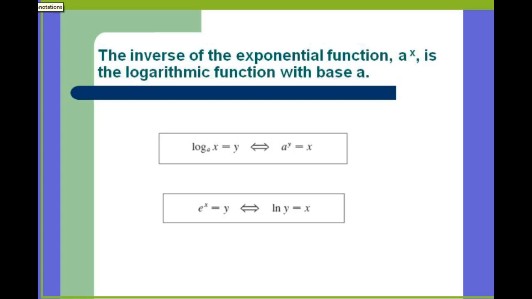The second rule I want to reiterate is our change of a function from one form to the other. So if you have a log in the form a to the x equals y, we can rewrite that as a to the y equals x. Or if you have e to the x equals y, you can rewrite that as ln y equals x.